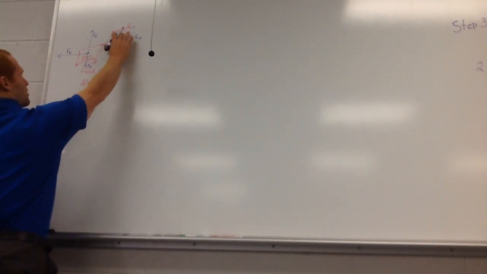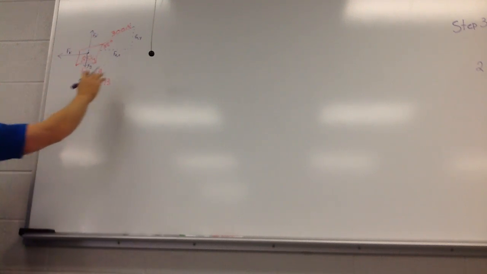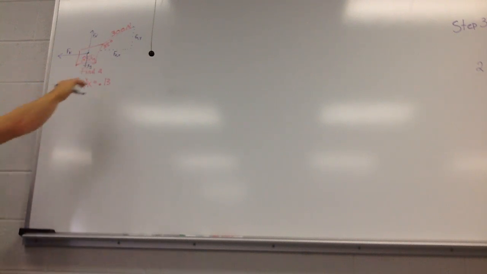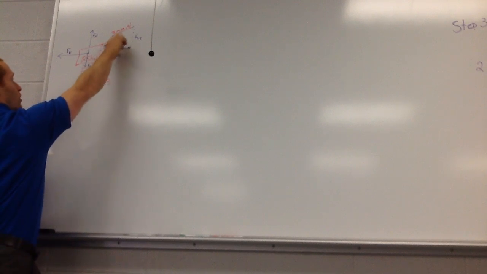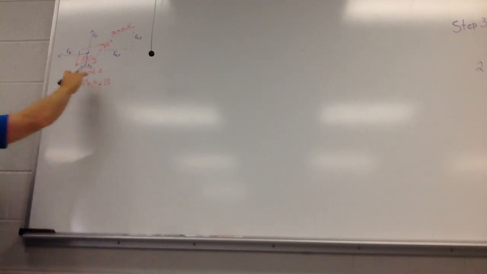Notice 300 newtons. This is an XY coordinate system. This is your Y axis. This is your X axis. Notice how this is off at an angle. So once we solve for force applied in the X direction and force applied in the Y direction, we no longer need this 300 newtons. We will no longer use it. We will only use things that are moving in the X direction or the Y direction.